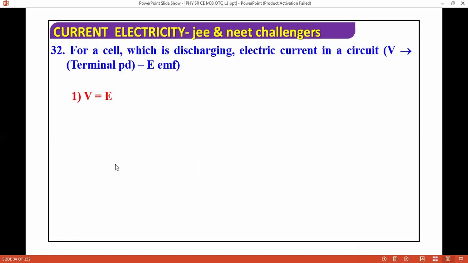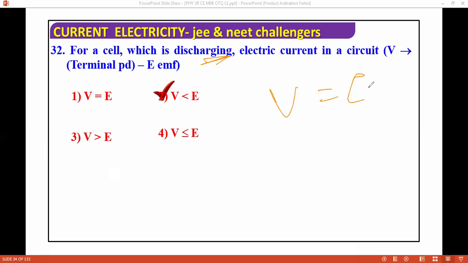Next question: for a cell which is discharging electric current in a circuit, V is the potential difference and E is the EMF. So basically, in a cell that is discharging, it's a very easy question again. Discharging, V equals E minus Ir. Discharging means current is flowing in the circuit. So definitely V will be less than E.